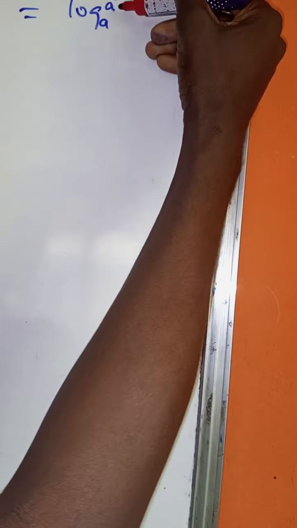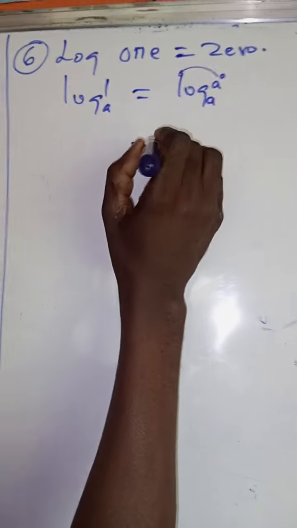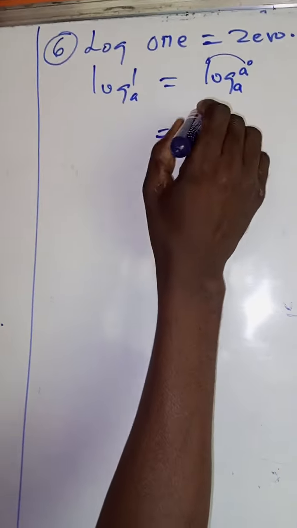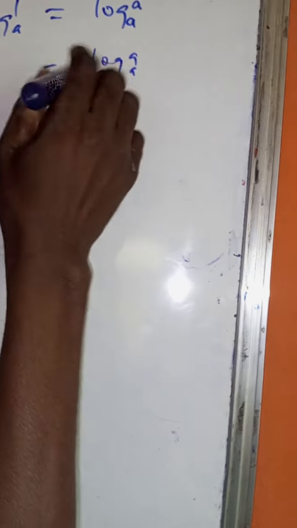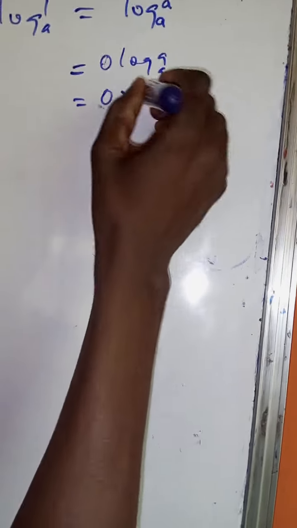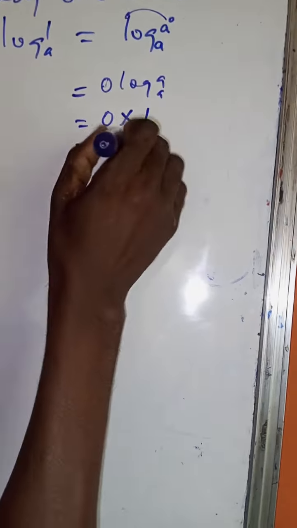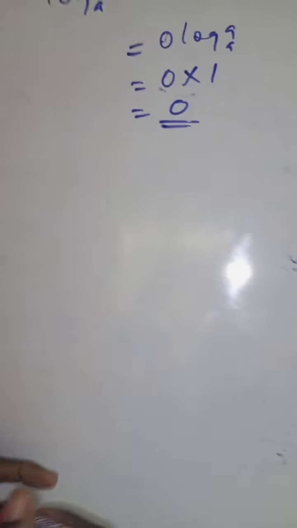Now let's solve this further. Like we have known, the power will move forward, so we have 0 times log a base a. So 0 times the same base and log will give us 1. So this is 0. So you know that log 1 is 0 naturally.